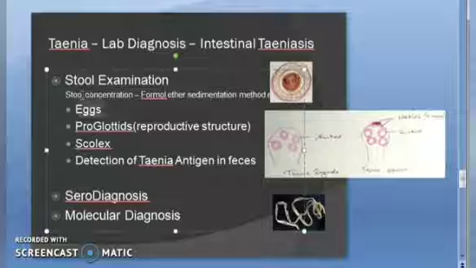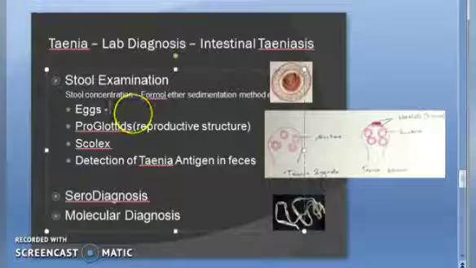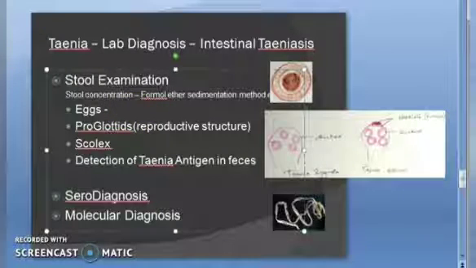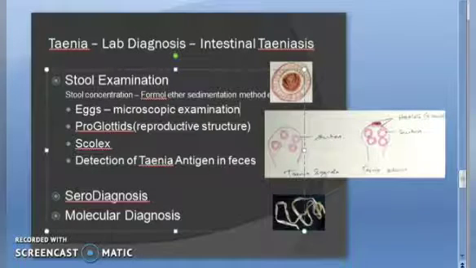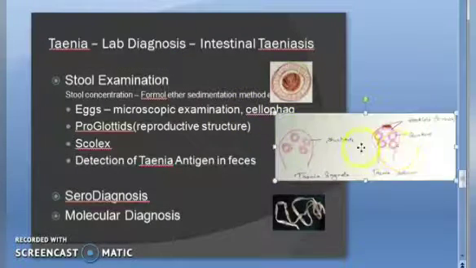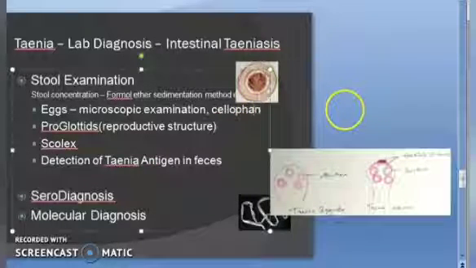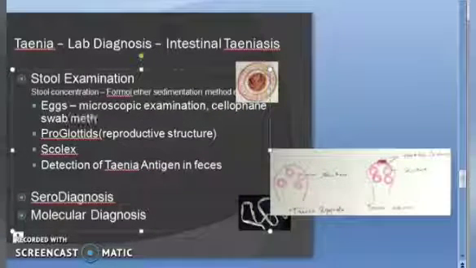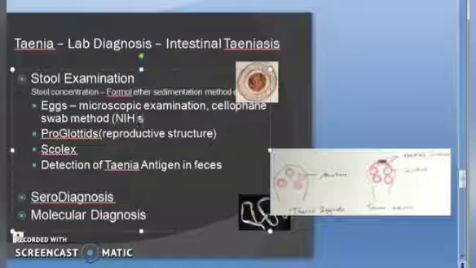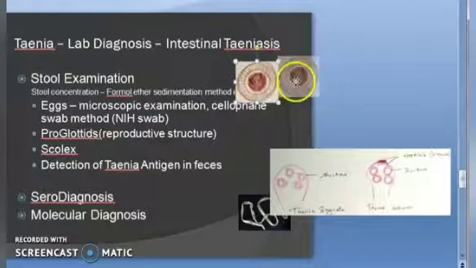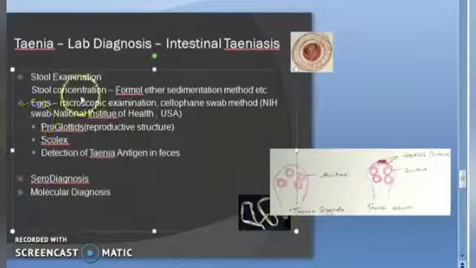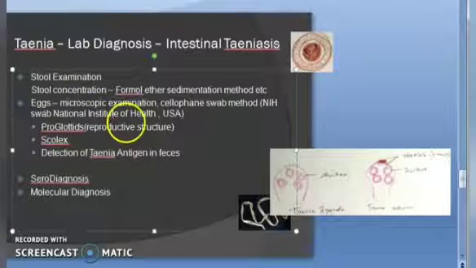Eggs can also be detected by the cellophane swab method. Microscopic examination, or you can do the cellophane swab method, that is the NIH swab. In most patients, this also you can detect. What is the cellophane swab method? Do you know what it is? NIH is actually the National Institute of Health, USA.